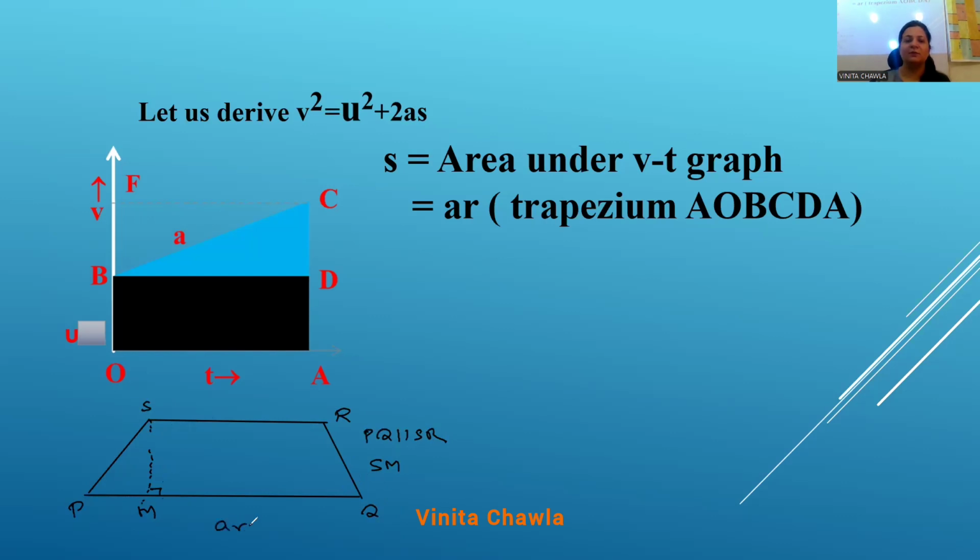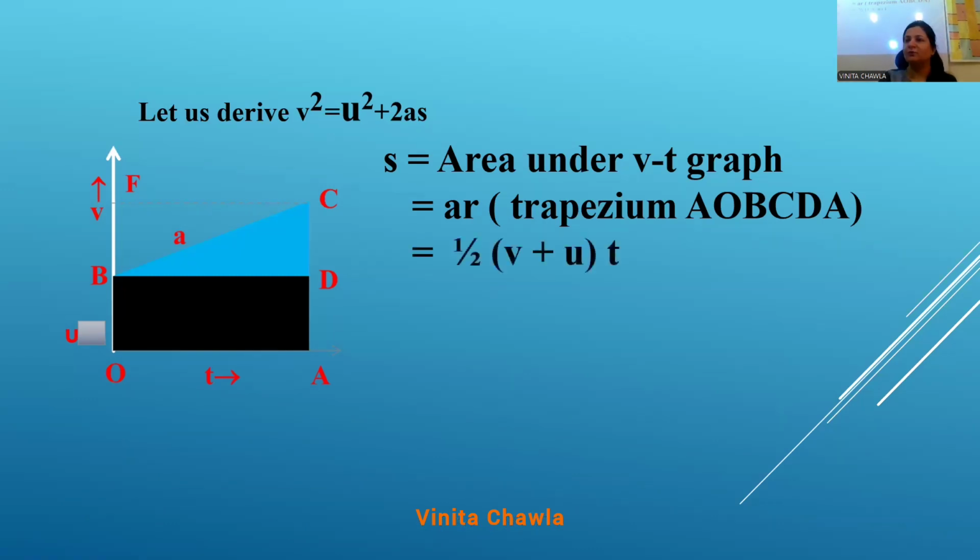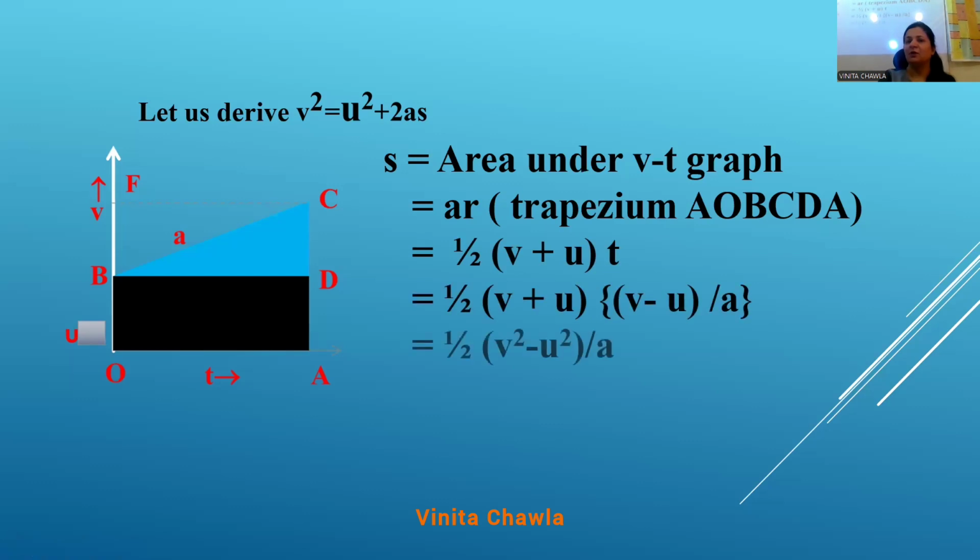So area of trapezium PQRS is equal to half into the sum of parallel sides PQ plus SR into the distance between the parallel sides, SM. This is the formula for finding area. Area of trapezium using the same relation. So the parallel sides are AC and OB. And AC is equal to OF. So it's half V plus U into T. So for T, we can write this. On solving this, you will get this relation. This is the third equation.